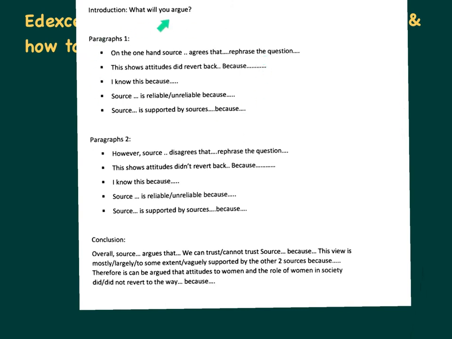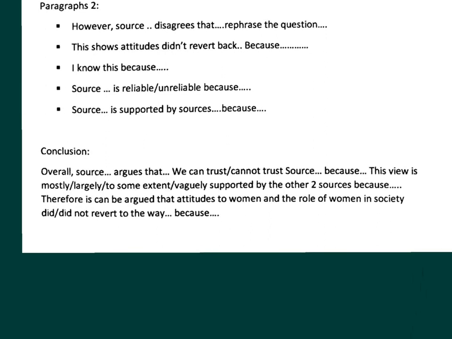So you've got those 2 paragraphs where you've got lots of evidence from the sources. You think about what they state, what the sources mean, how they back it up, how reliable other sources, how accurate using your own knowledge, what other sources support them. If you do that for 2 paragraphs, you've got yourself a really, really solid answer. Then the key to getting yourself the 16 out of 16, the top marks, is a really good conclusion.